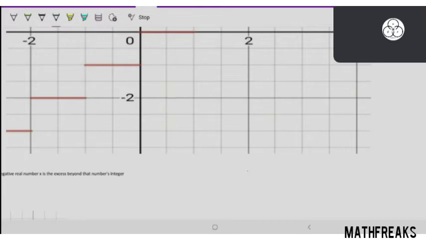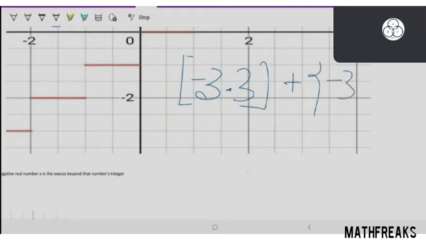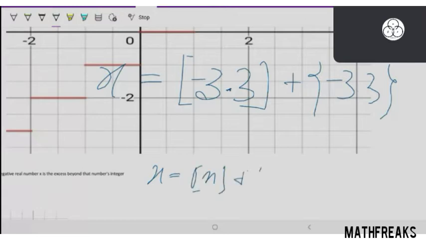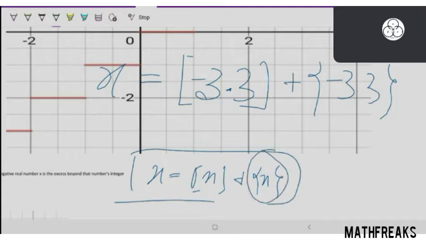From this definition, if we move ahead, then what will be box of -3.3 plus the fractional part of -3.3? We know that this will be equal to x, because x is equal to box of x plus the curly function of x. This symbol denotes the fractional part, which can also be called the curly function.